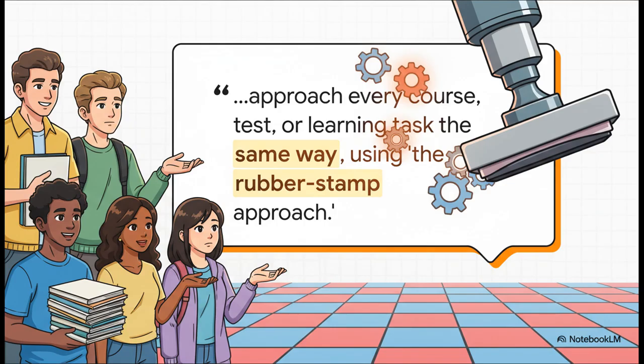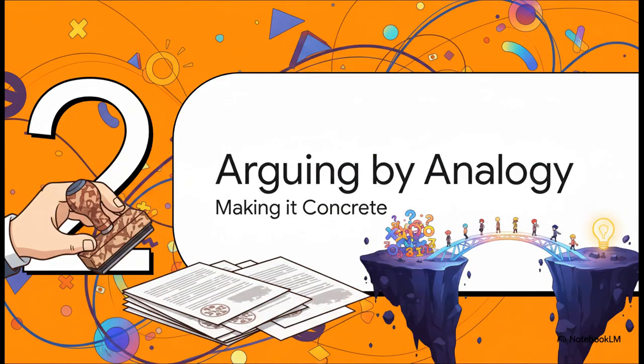But, okay, an idea like that is kind of abstract, right? So how do you make it actually land with the reader? Well, this is where things get really clever. Instead of just trying to explain the problem with more jargon, the author pulls out a super powerful tool, an analogy. They're about to connect this whole rubber stamp idea to something we all just get, instantly.